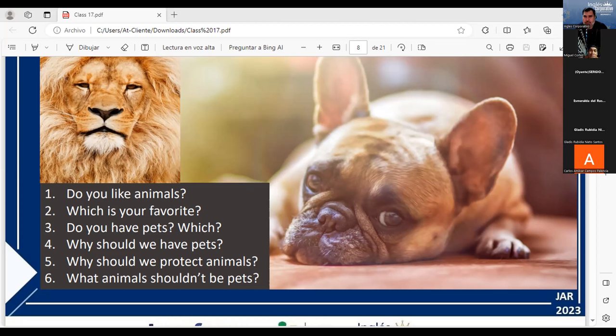Number six, what animals shouldn't be pets? A spider. A snake. A monkey. Lion. Tiger. I have a friend. He has a raccoon. What's that?